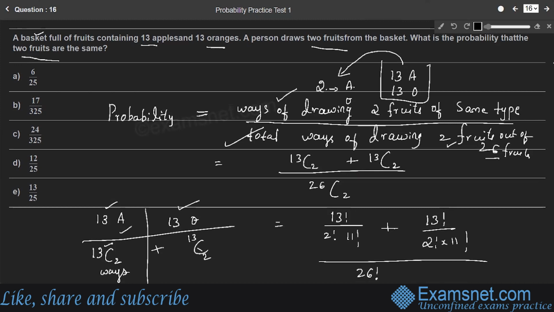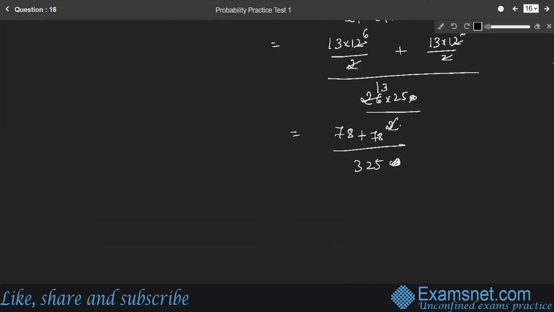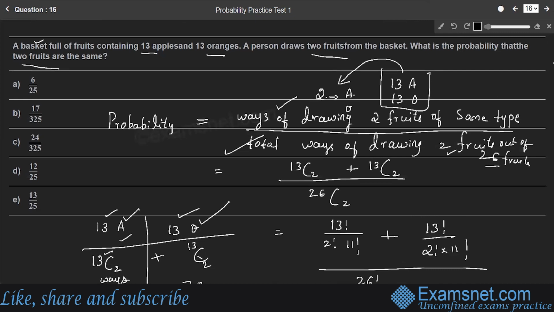And in 78 ways, we can draw 2 fruits out of 13 apples. And in 78 ways, we can draw 2 fruits out of 13 oranges. So totally it is 78 plus 78, which is 156 by 325, is the required probability, right? Both the numbers are divisible by 13, I think. 13 into 1 is 13, 13 into 2 is 26, then 13 into 5 is 65. So 12 by 25 is the required probability that the 2 fruits are of the same type, either oranges or apples. So option D.